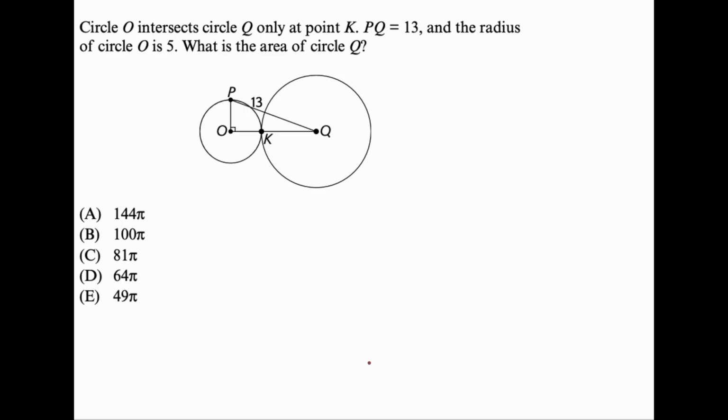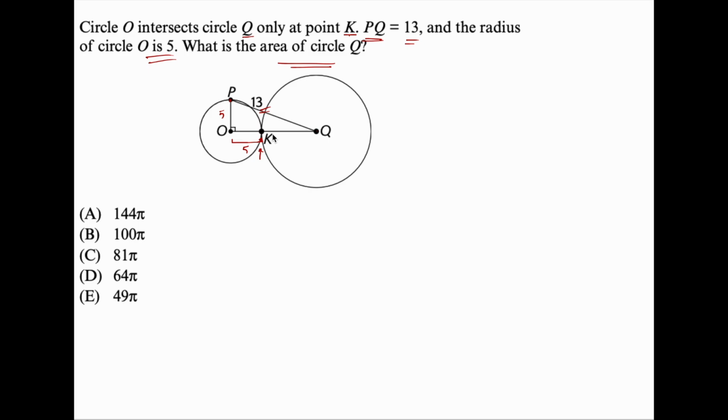Now let's solve this question. Circle O intersects circle Q at point K. So these two circles are connected to each other at point K. The length of PQ is 13. So the length from this point to this point is 13. And the radius of circle O is 5. So the radius OK is 5 and OP is also 5. What is the area of circle Q?